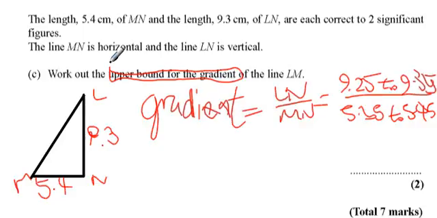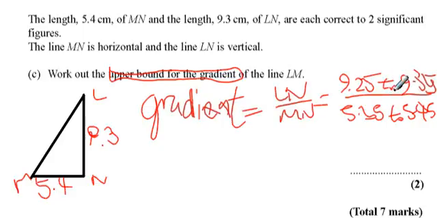When you're dealing with lots of numbers and upper bounds, you need to work out whether you need the largest value or the smallest value of any particular number to end up with the largest number overall. Now, if we're trying to work out the largest possible value of 9.25 to 9.35 divided by a number which is between 5.35 and 5.45, what number are we going to pick for the top, and what number are we going to pick for the bottom?